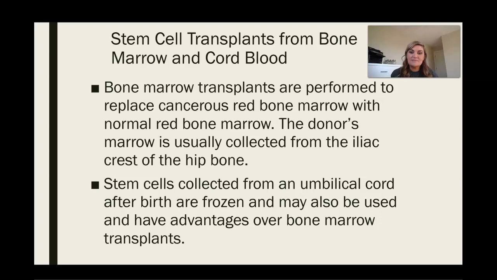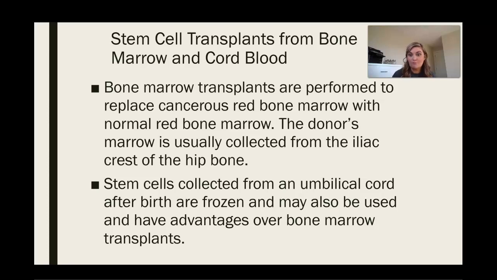Okay. Stem cell transplants from bone marrow and cord blood. With the bone marrow transplants, these are going to be performed to replace cancerous red bone marrow with normal red bone marrow. The donor's bone marrow is going to be usually collected from the iliac crest of the hip bone. Stem cells collected from the umbilical cord can also be used. So lots of people after birth like to take that umbilical cord and they will freeze it and keep it in a cord bank.